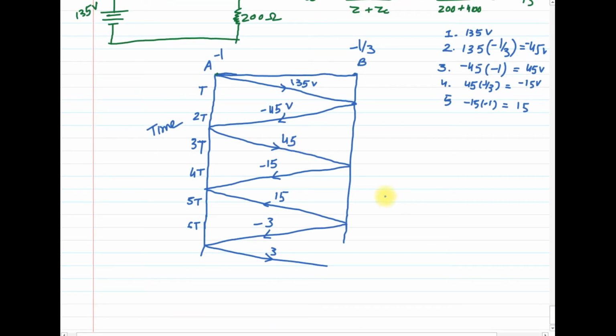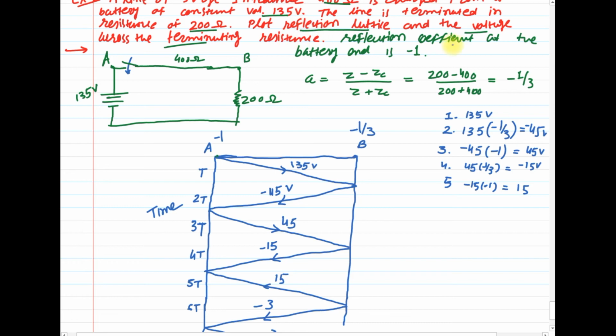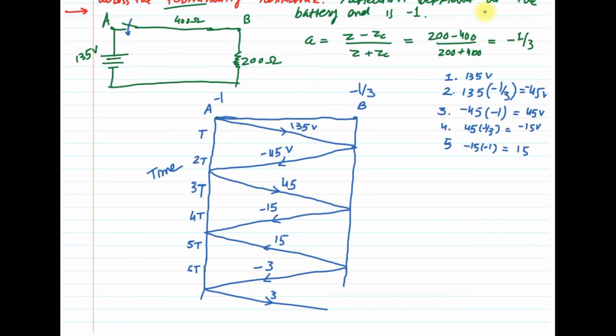Next, you have to plot the voltage wave, or as it is asked, the voltage across the terminating resistance, that means the voltage across the 200 ohm resistance. So let us understand how to calculate the voltage across this terminating resistance for plotting the voltage wave.